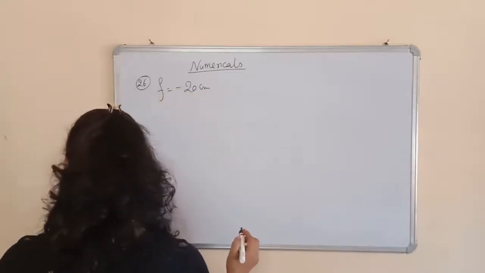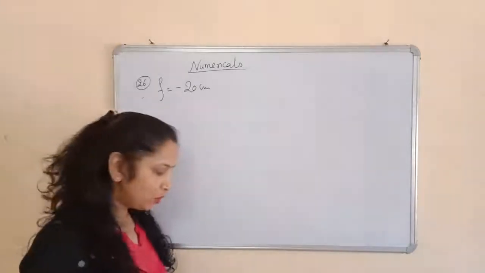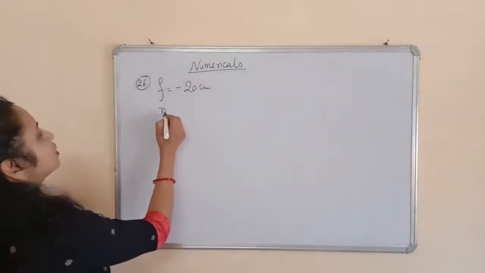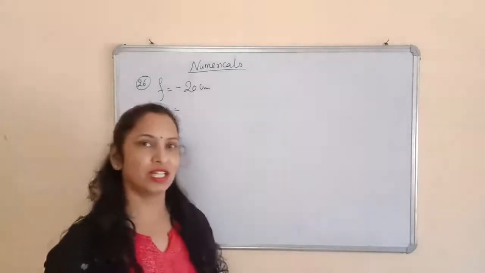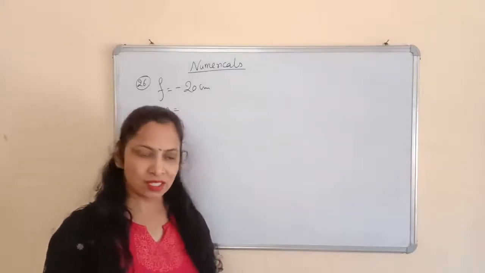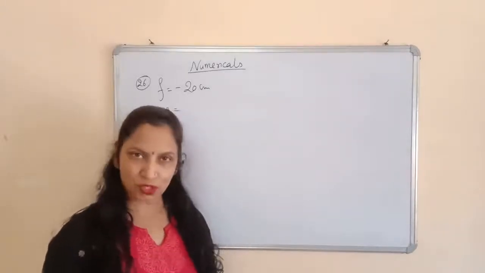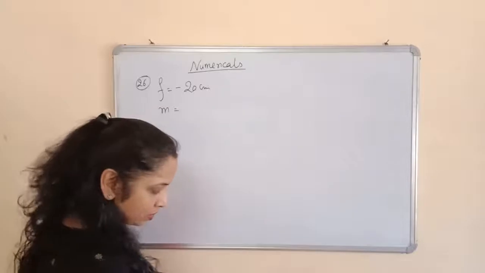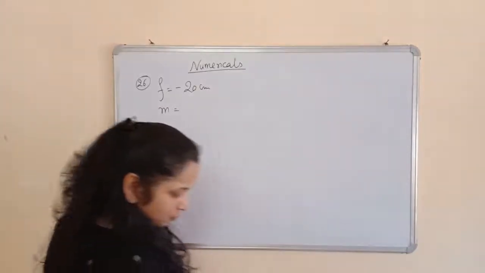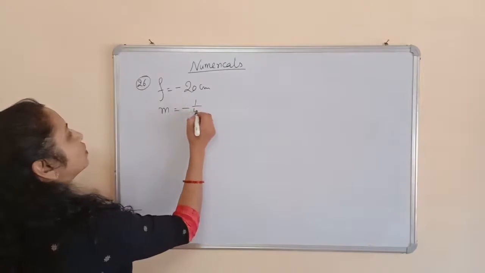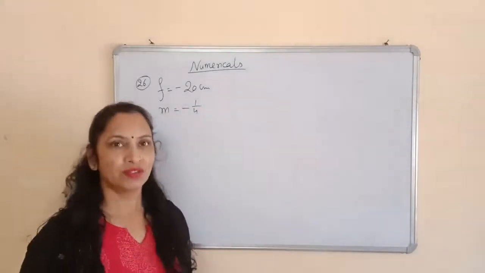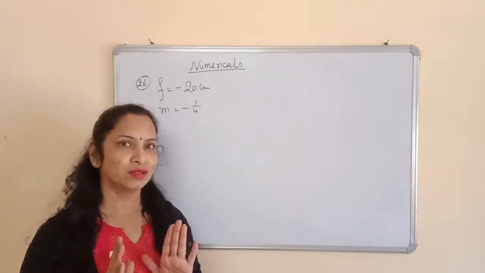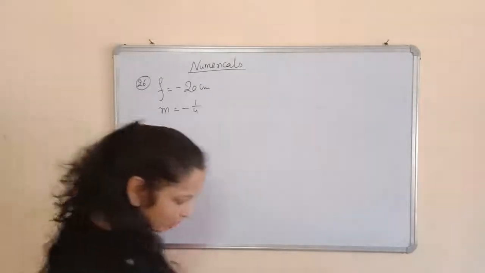It forms a real image of size exactly 1/4 of the size of the object. Now the size of the image is 1/4 that of the object, so it means the magnification is 1/4 in magnitude. A real image is always inverted, and an inverted image means h2 is negative. Since h1 is positive and h2 is negative, the magnification will be negative. So according to the question the magnification is minus 1/4, since the image is real. For a real image, magnification is always negative, and for a virtual image, magnification is always positive.